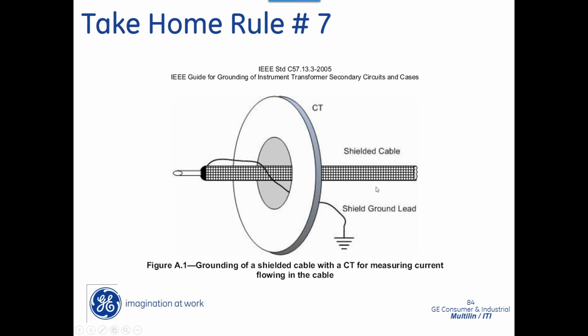The last take-home rule I wanted to show: if you're using a shield, you need to make sure on a ground CT that you run that shield back out, because otherwise the current is going right back out, and it negates the CT from seeing the proper current. So just be aware of that.